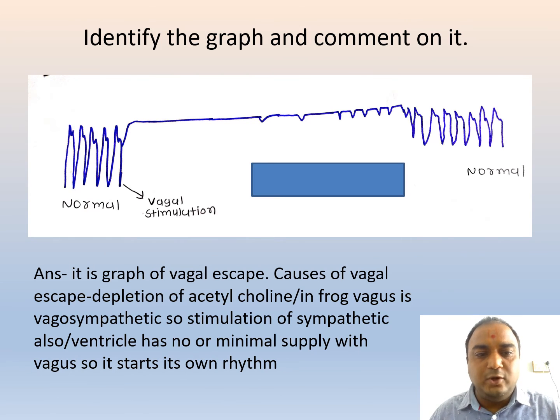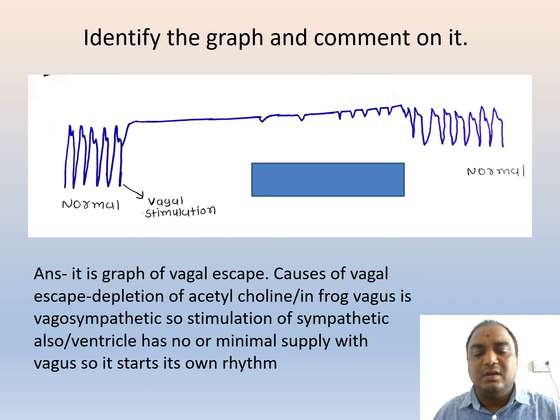Identify the graph and comment on it. You can see the normal cardiac rhythm of frog. Then there is an arrow where we stimulate the vagus nerve. Then you can see the flat line and some irregular rhythms, and after some time the normal cardiac rhythm is there again. So after vagal stimulation there is a flat line, then there is an escape from this effect. So this is a graph of vagal escape. A cause of vagal escape is the depletion of acetylcholine.